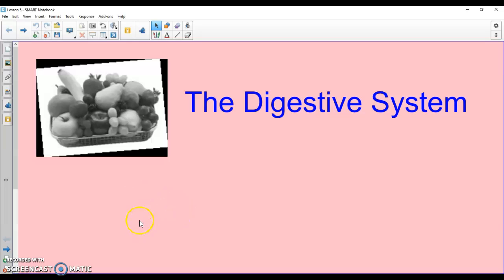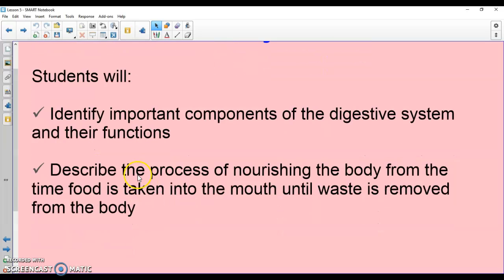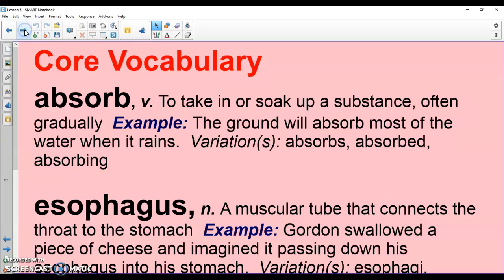So today's story is titled The Digestive System. Today you will identify important components of the digestive system and their functions. You will describe the process of nourishing the body from the time food is taken into the mouth until waste is removed from the body.